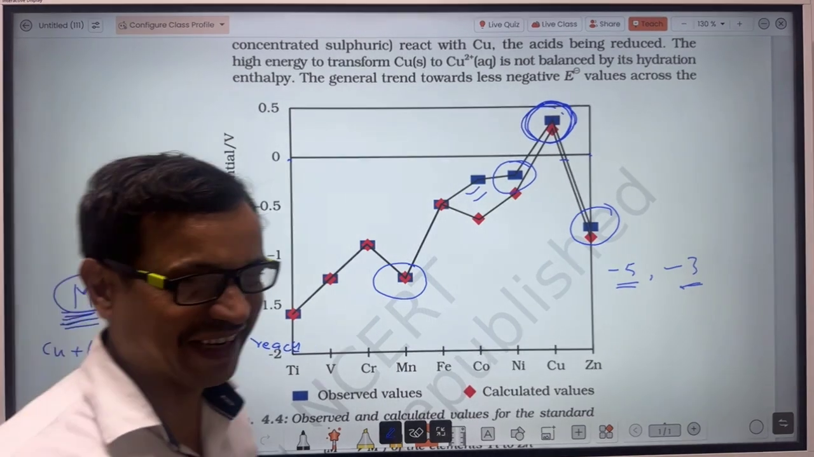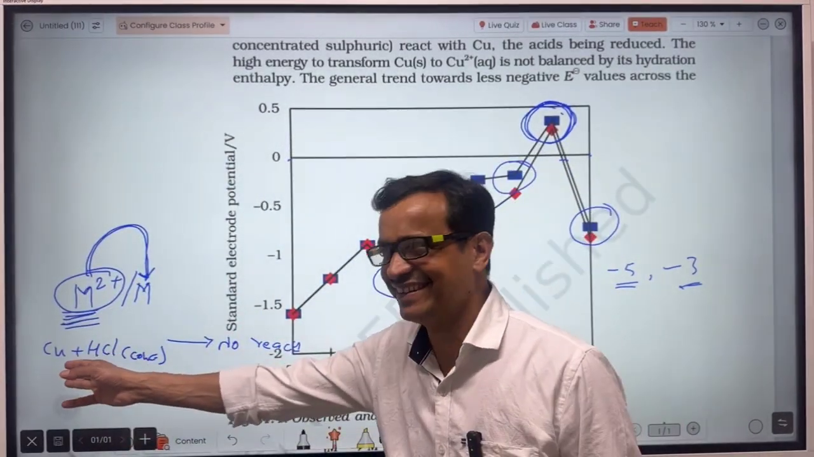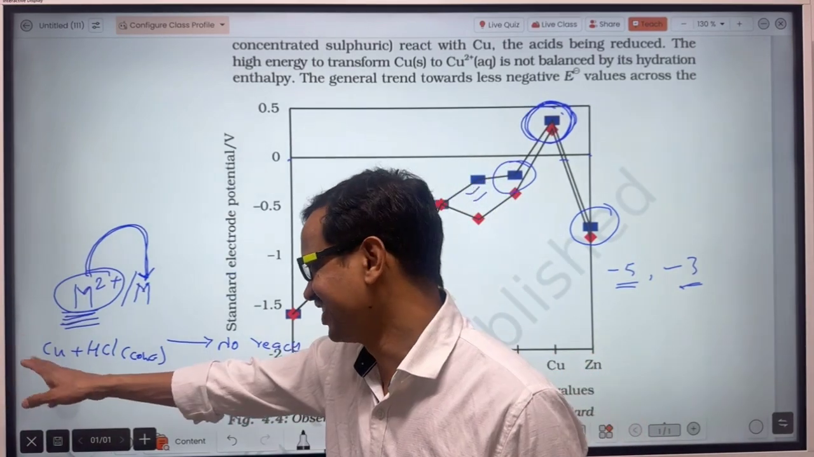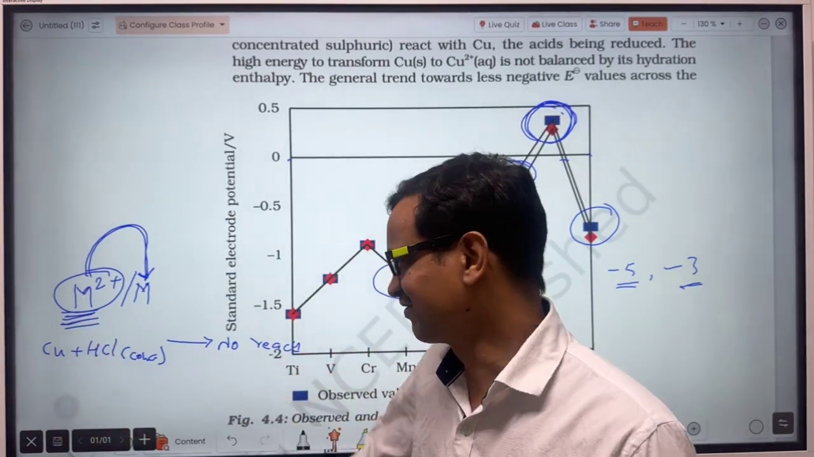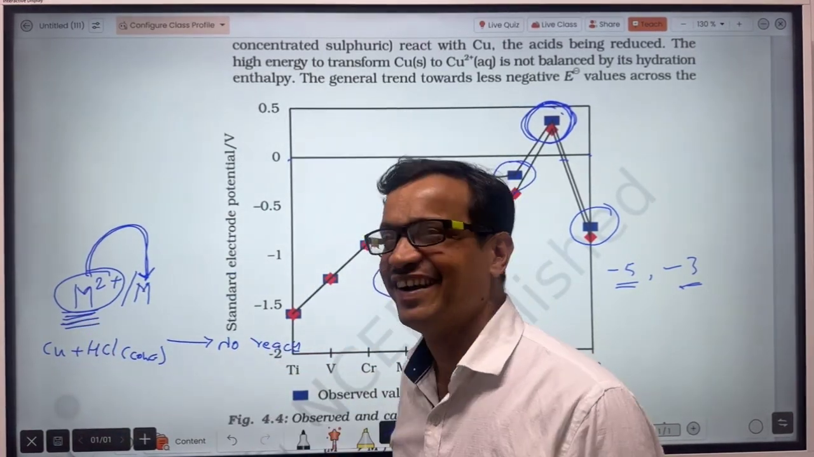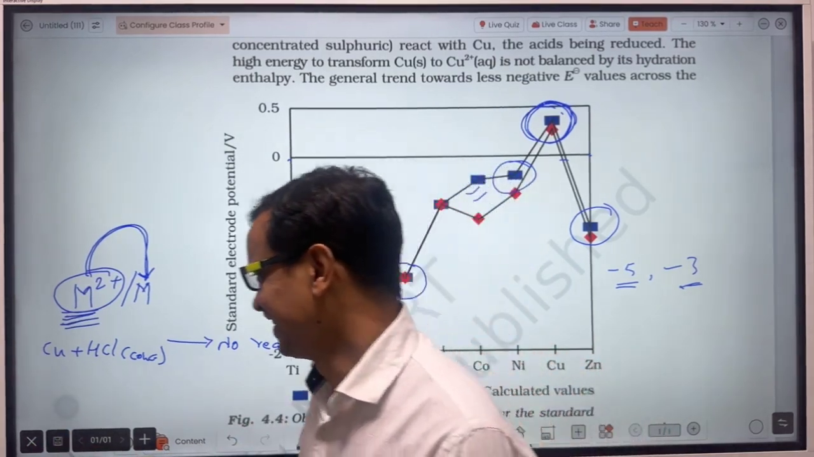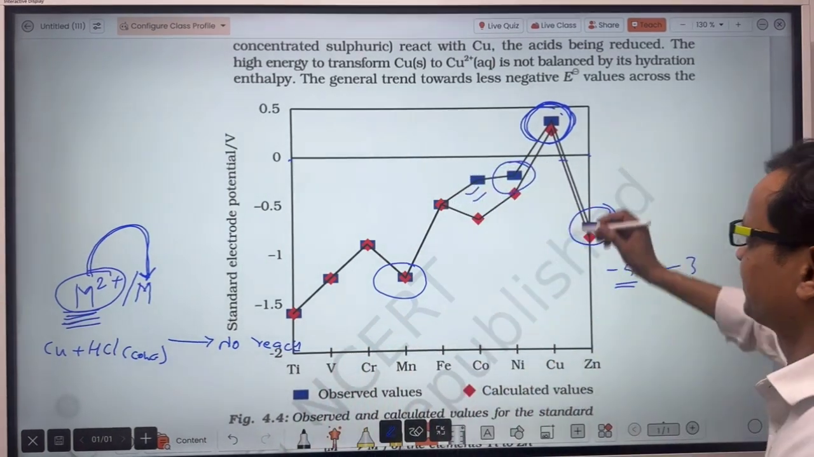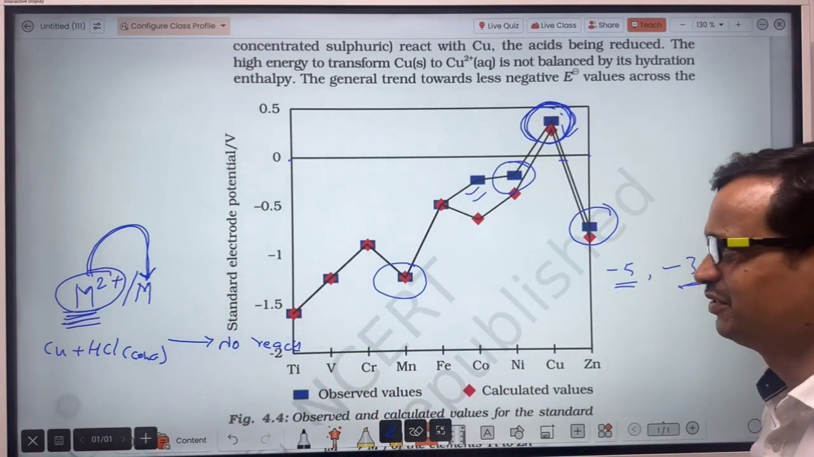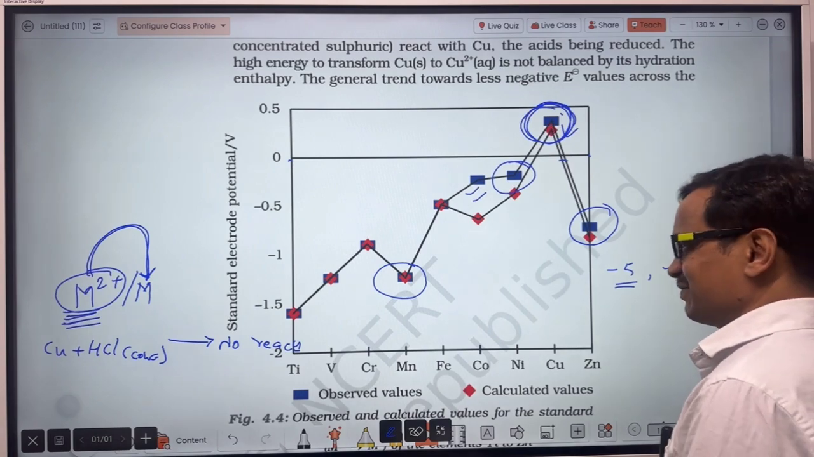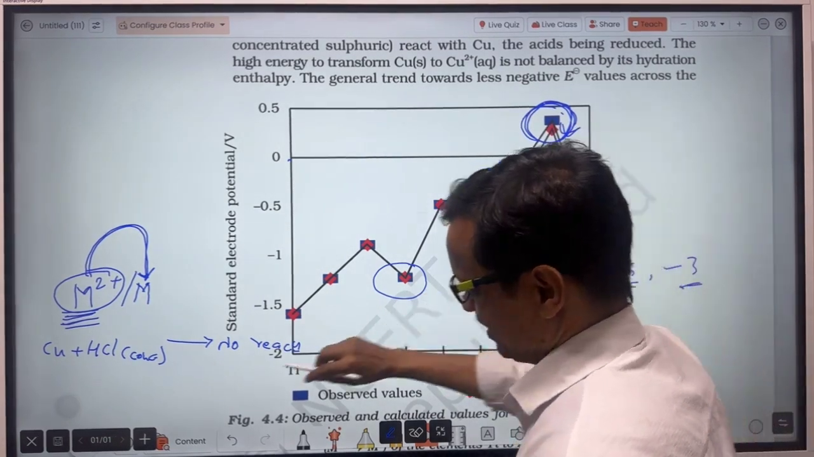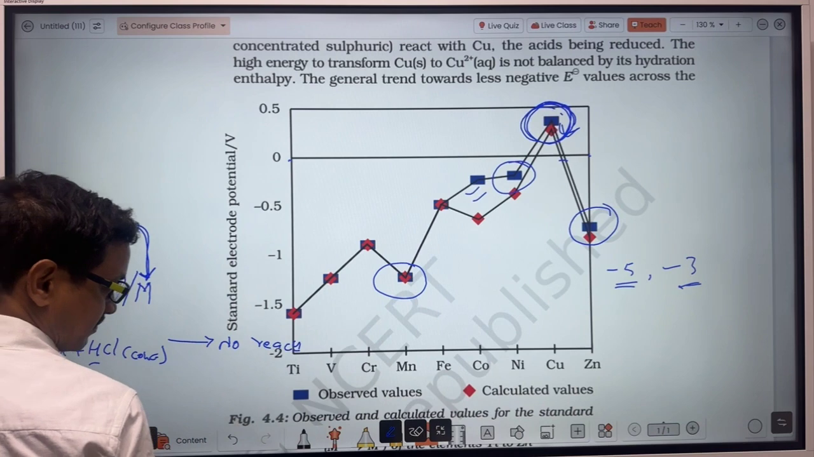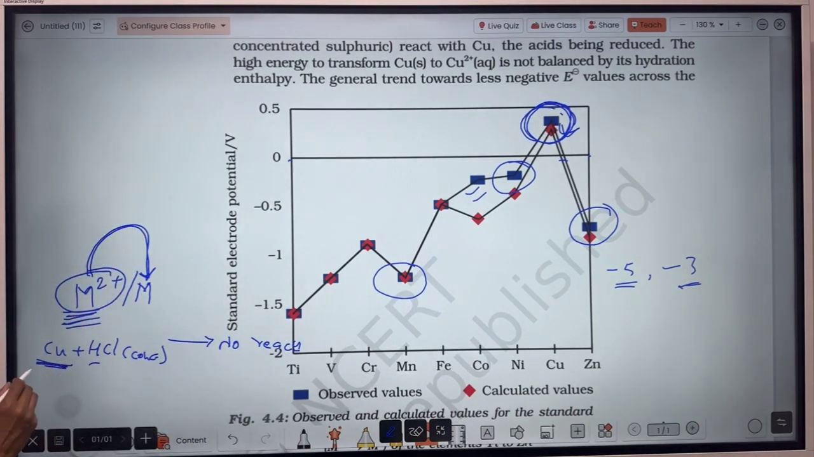You might think, copper is a metal, so why doesn't it displace hydrogen and form CuCl2 and hydrogen, as other elements do? The reason is that the standard electrode potential of Cu2+/Cu is positive. That's why, between copper and hydrogen, copper cannot go into the oxidized form. Copper cannot displace hydrogen, and hence this.